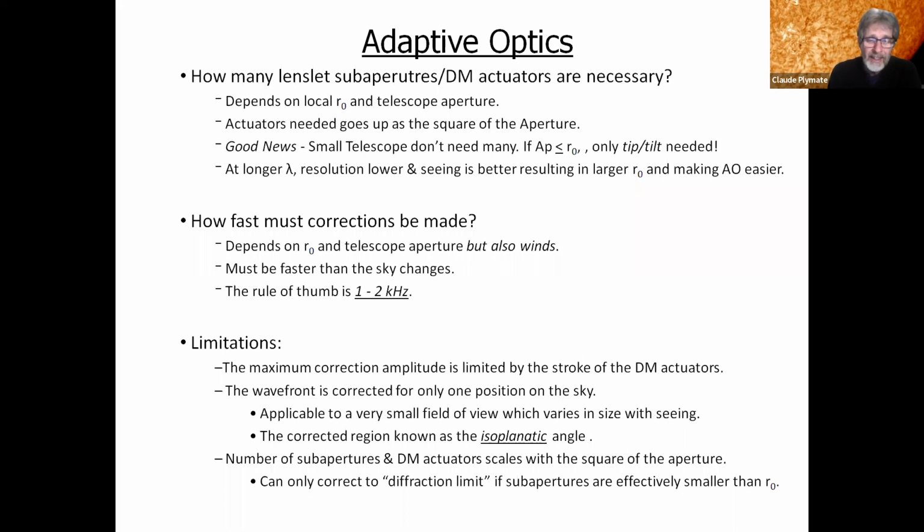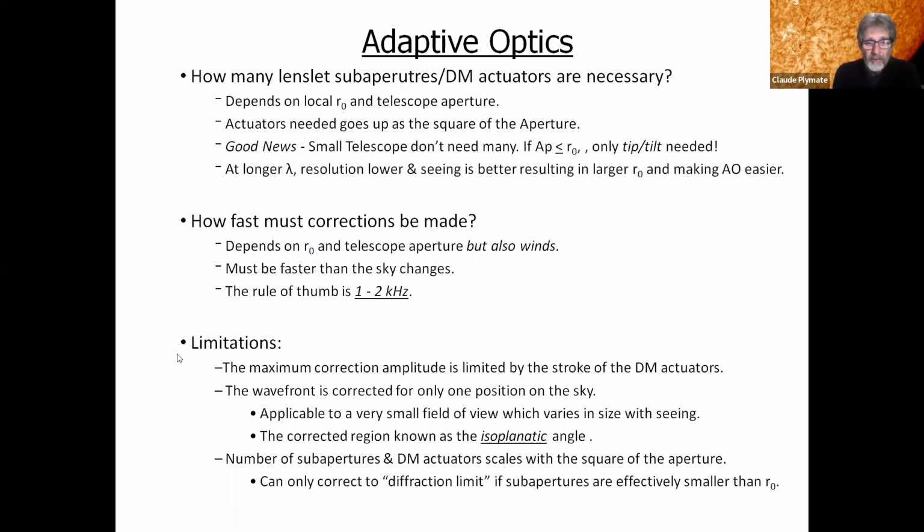So we find that the size over which the image is corrected is limited and actually can be very small, maybe only a few arc seconds across. The region that the correction applies to is called, for a cool name, the isoplanatic angle. Iso meaning same, planatic meaning the same flatness. It can be tipped and tilted, but we can consider it flat over that area.